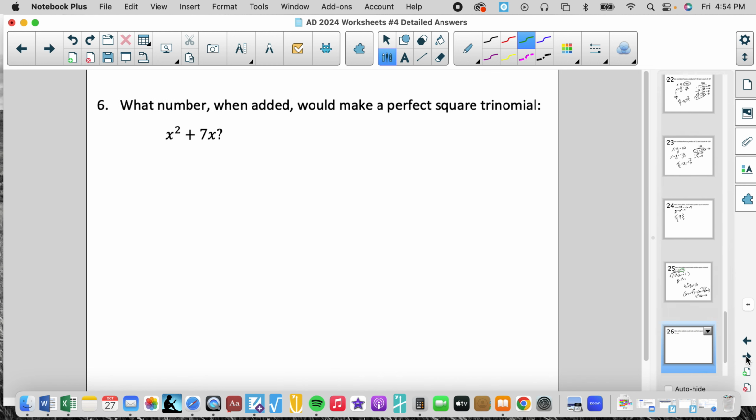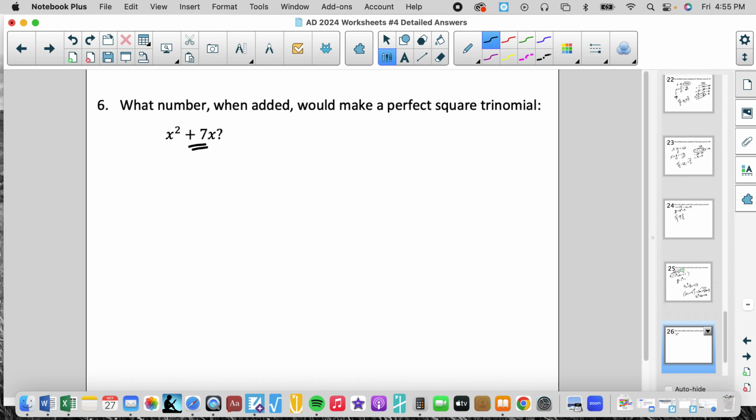Good. All right. What number, when added, would make a perfect square trinomial? Oh yeah, so here's the one that we've been waiting for. What's different about this problem than all the other ones? I'll give you a second, even though it's probably been an hour and a half. It's 5 o'clock now on a Friday.